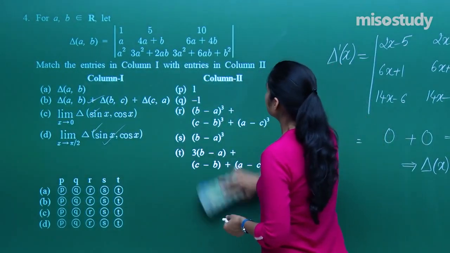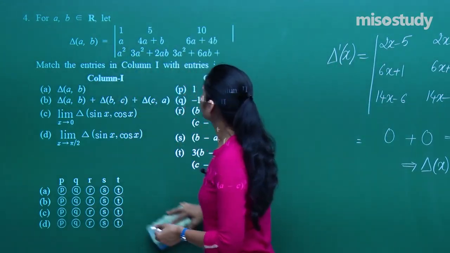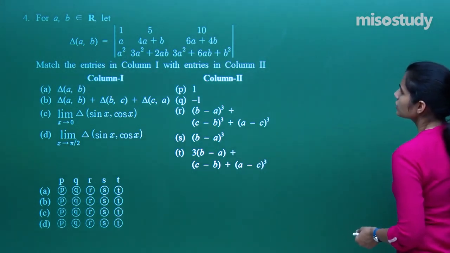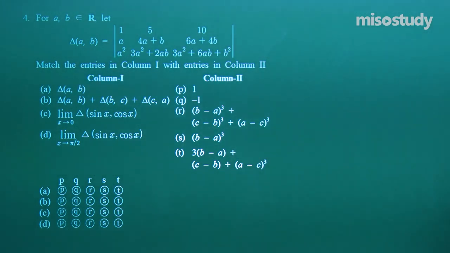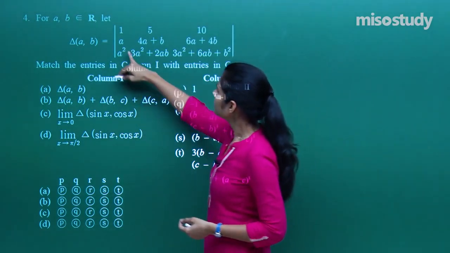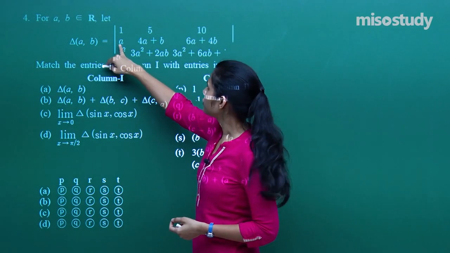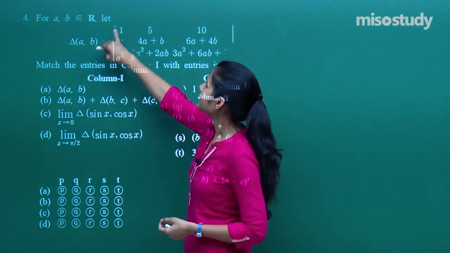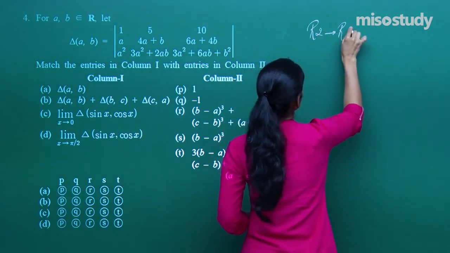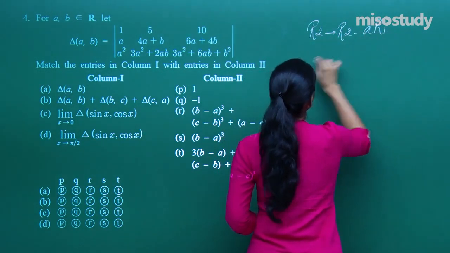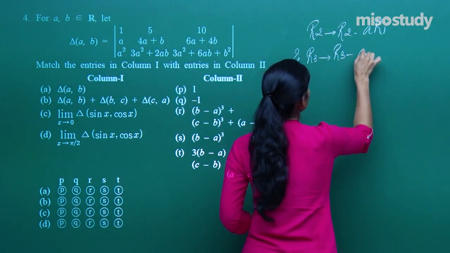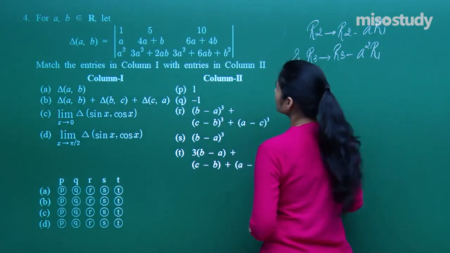Fourth question says delta AB is given to you like this. Match the entries in column 1 with entries in column 2. Let's do that. Over here you can see I can perform this row operation. Row 2 goes to row 2 minus A times row 1. And I can also perform row 3 goes to row 3 minus A square times row 1.